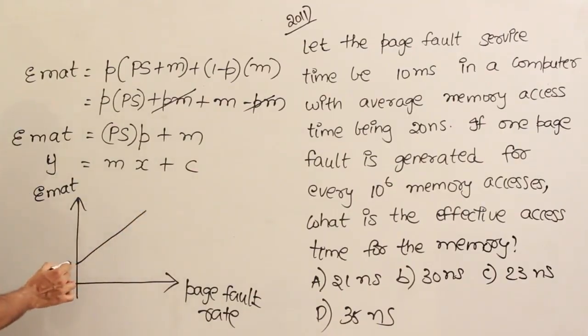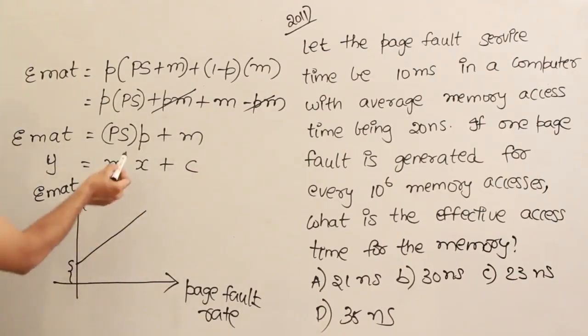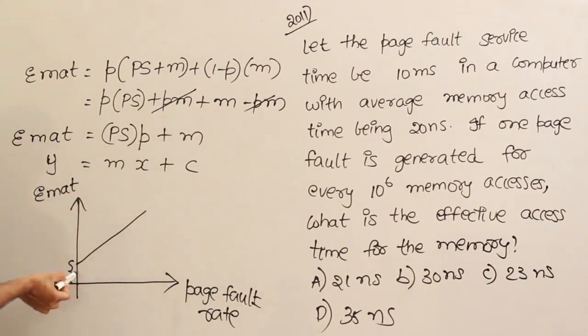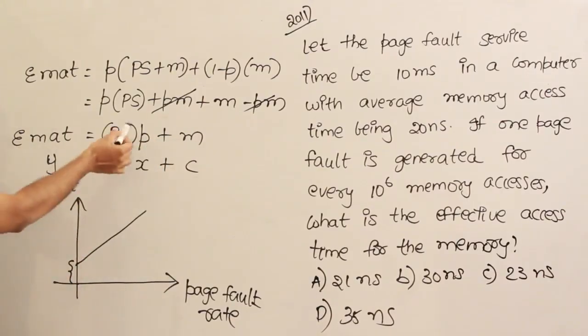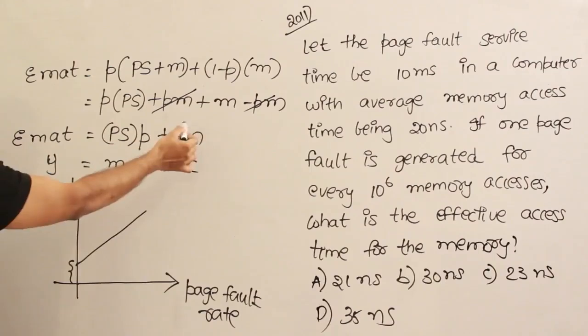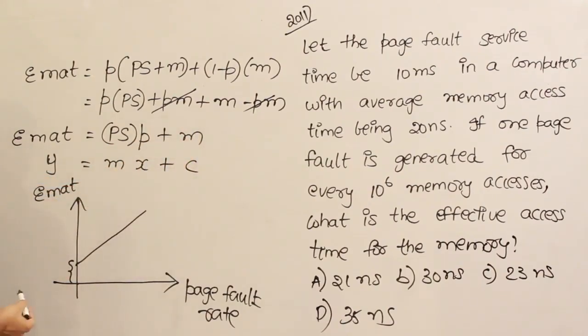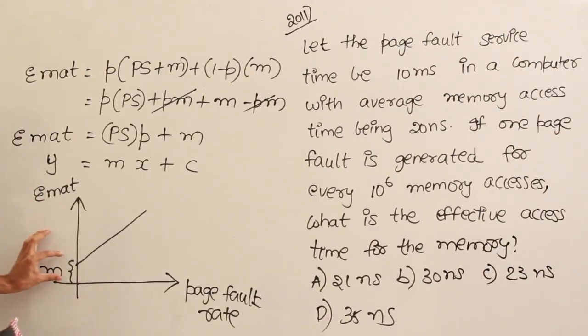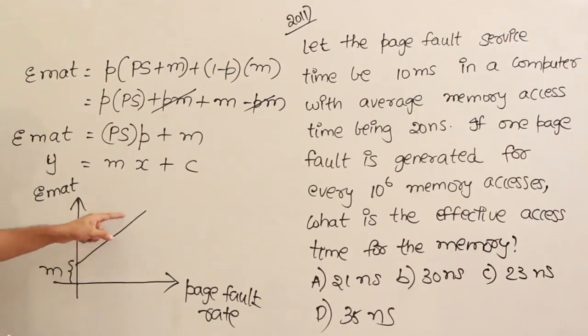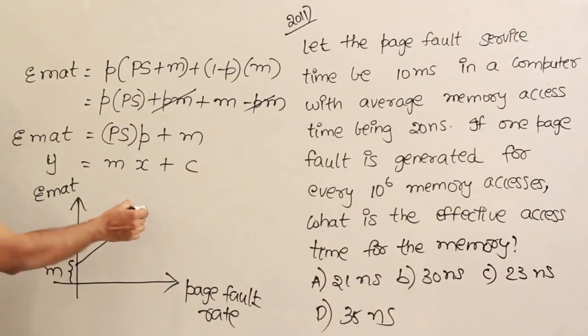What is this part? This part is C. Why? Because whenever x is 0, y equals M, which means even if there is no page fault at all, there has to be at least a minimum access time M. Is it making sense? Even if there is no page fault, the effective memory access time will be at least the actual memory access time. If there is a page fault, then the effective memory access time is going to increase like this.